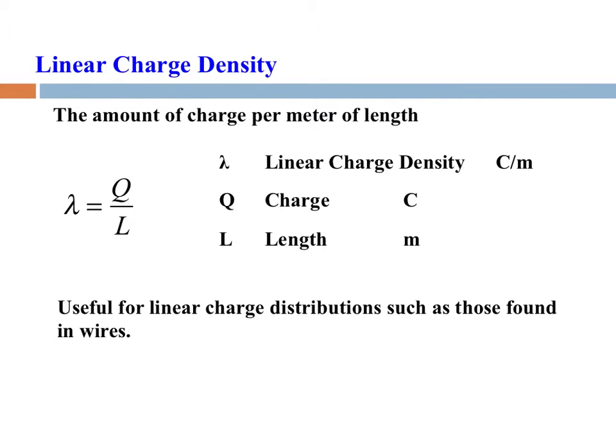So again, we're going to look at a couple of different charge densities. This is a linear charge density. This is very similar to a linear mass density, where we had a mass distributed over an entire length. Well, here we have a charge distributed over an entire length. Usually this is used for very thin, long rods. So lambda is going to represent the linear charge density, which has units of coulombs per meter. Q is charge, and L is length.